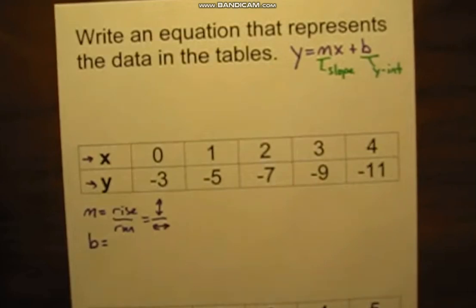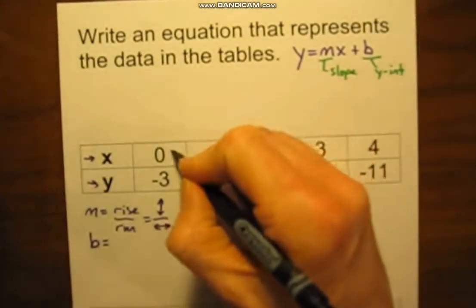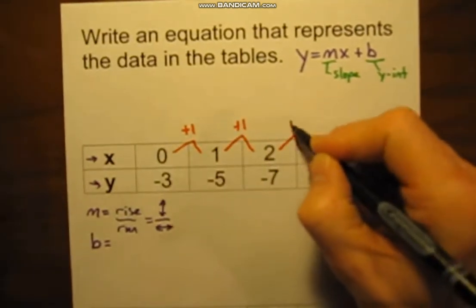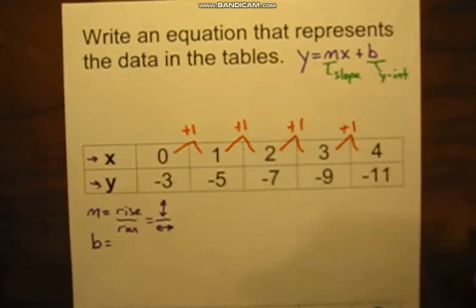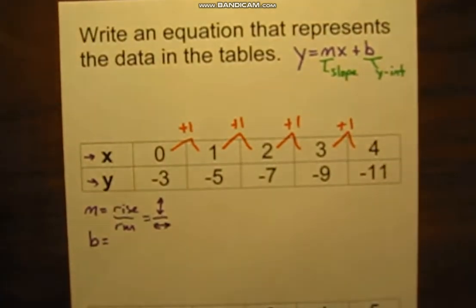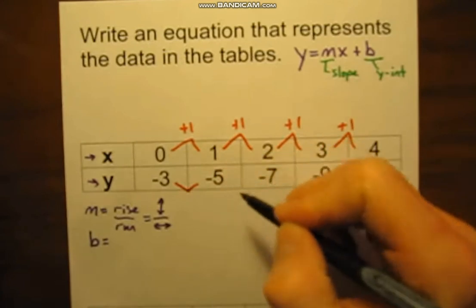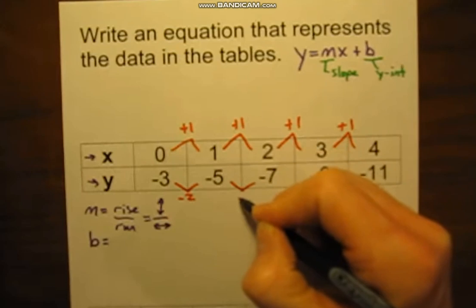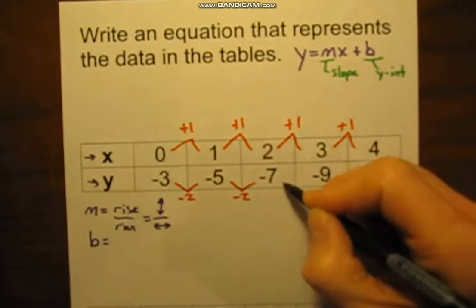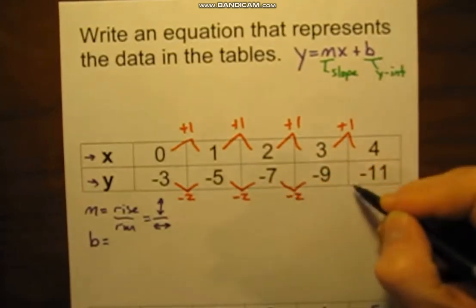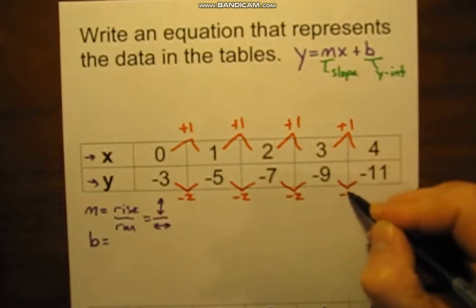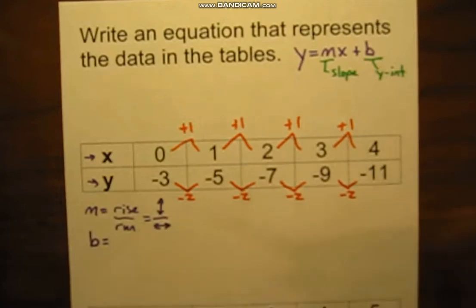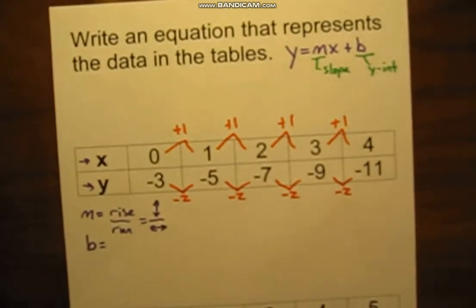All right, so let's see what they're doing. The x's are going plus 1, plus 1, plus 1, plus 1. The x's are all going up by 1. What are the y's doing? From -3 to -5 is minus 2. From -5 to -7 is also minus 2. From -7 to -9 is minus 2, and -9 to -11 is also minus 2. You would expect these numbers to all be the same because I told you right up front that this is going to be a linear relationship.